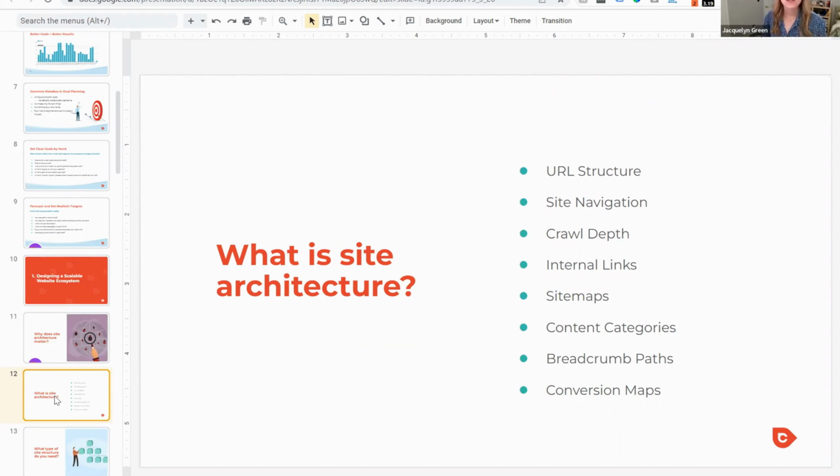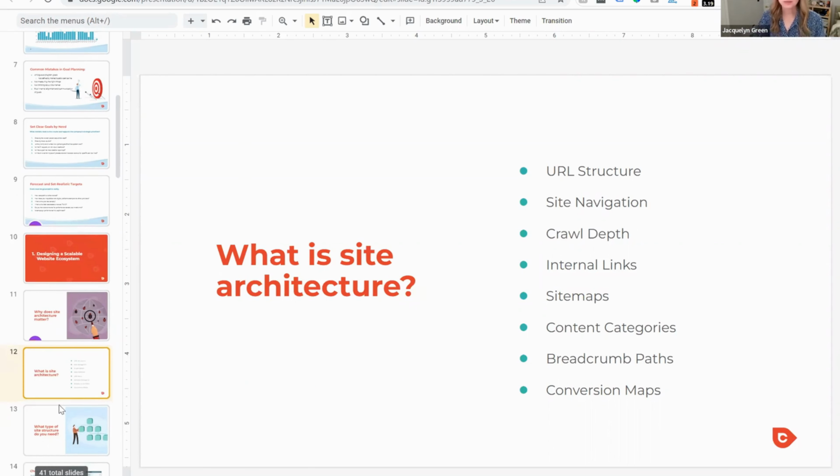So just like a house, you don't want to put the most important service that you offer in a back room that takes several stairs and a few different alleyways to get to. You want to make it very clear. And all of these different elements, internal links, your site maps, how you categorize content, all of this is going to create that larger picture.